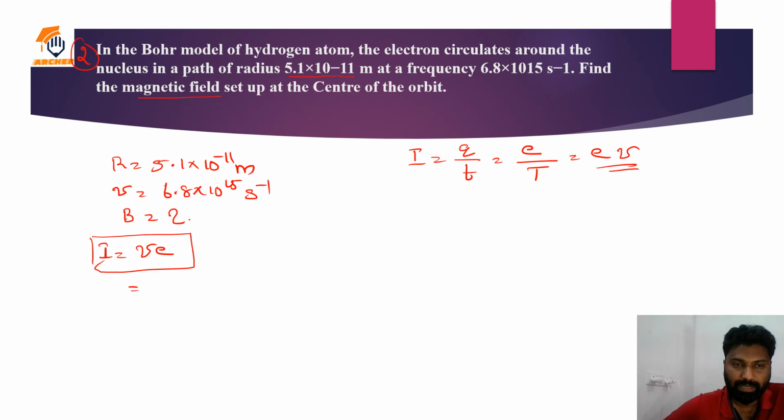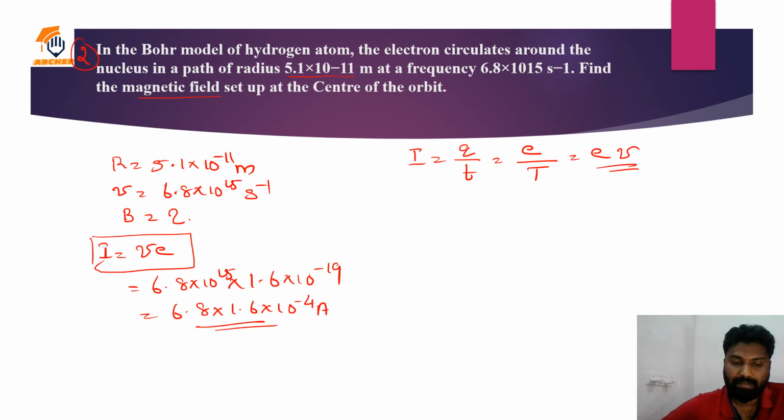Substituting, what is ν here? 6.8 × 10^15 into the charge of electron, 1.6 × 10^-19. So here we will get 6.8 × 1.6 × 10^-4 ampere. Okay, so we can put it like this.